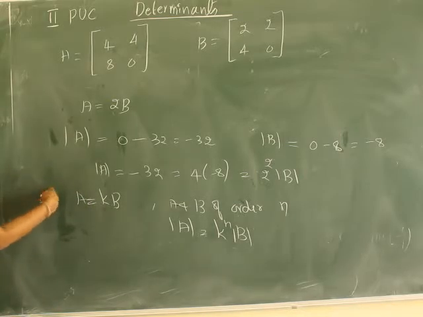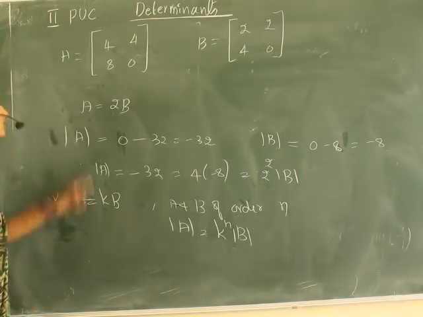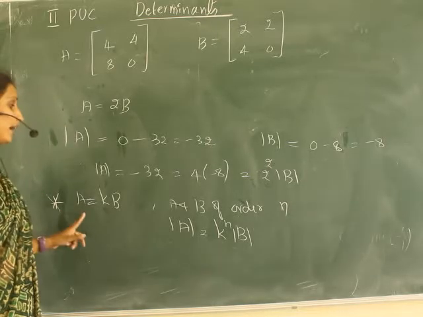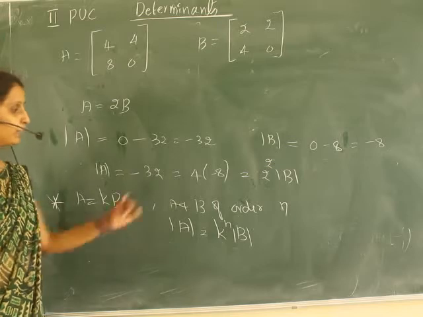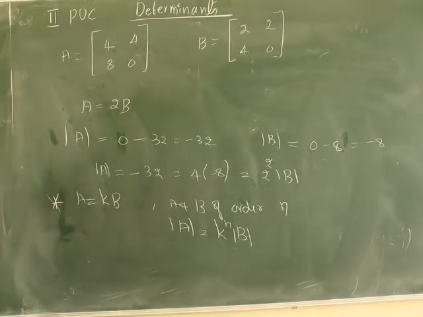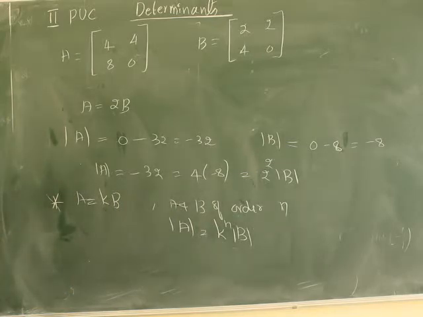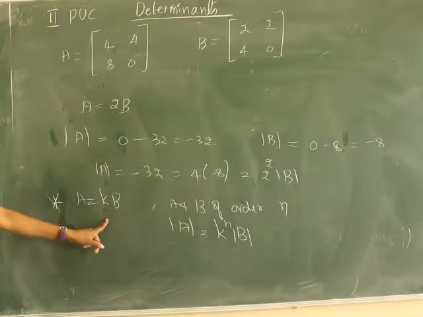So you can make a note of this. One example you can write, and make a note of this: if A and B are any two square matrices of the same order n, then A is equal to K into B.